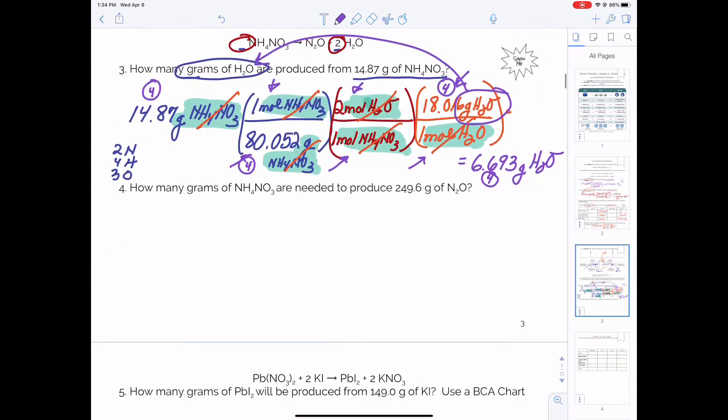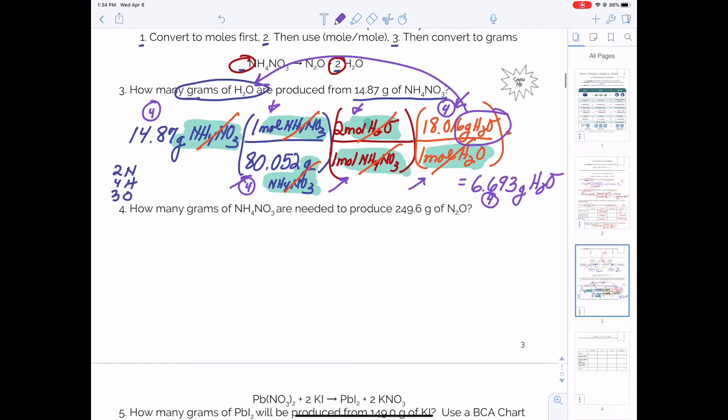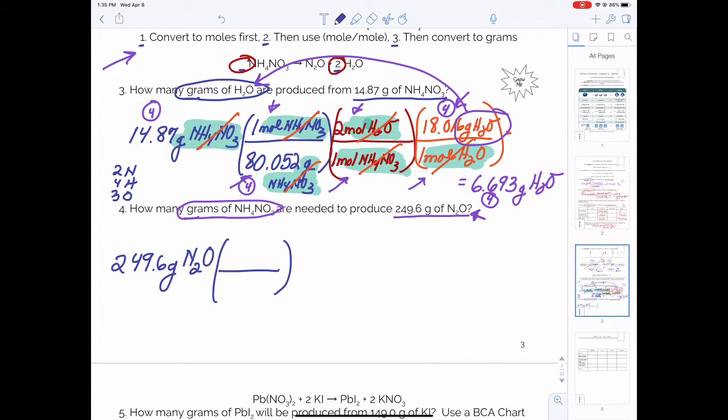Okay, let's do another problem using these 3 parentheses again. How many grams of ammonium nitrate are needed to produce 249.6 grams of dinitrogen monoxide? This is a covalent compound, all nonmetals, so I have to use prefixes when I name that. So I take the number that's given to me and I write it out front. 249.6 grams of N2O. First parenthesis is always converting to moles.